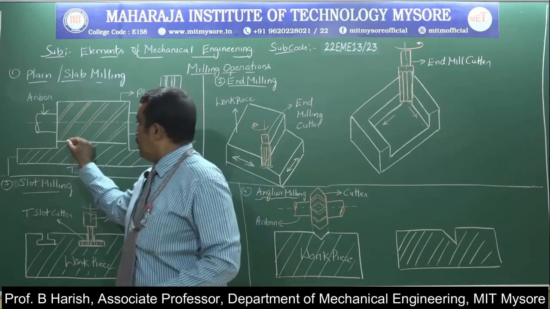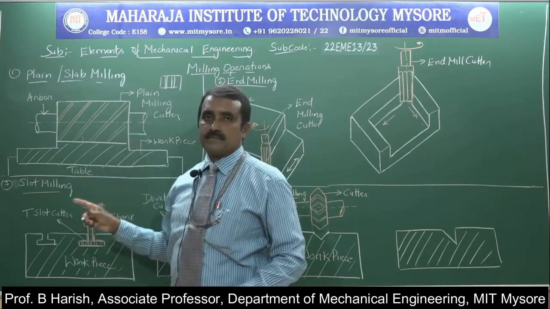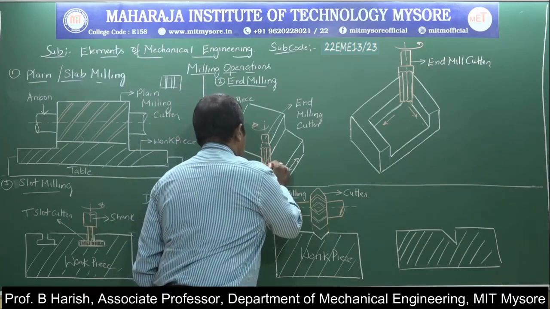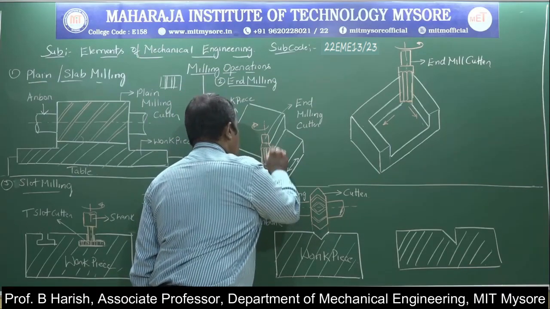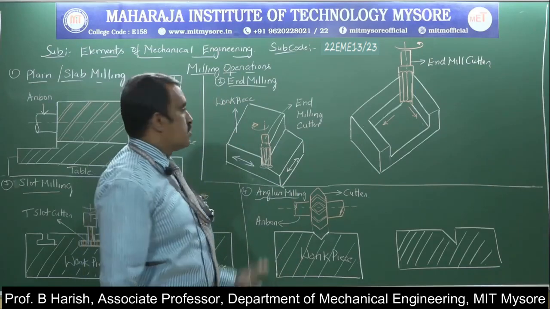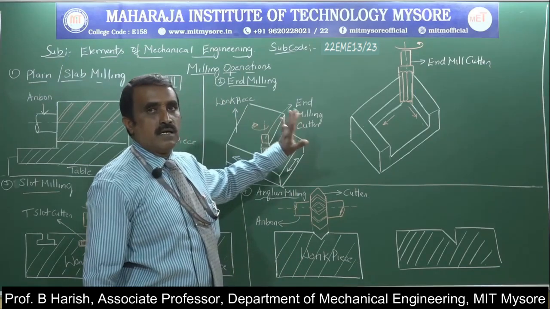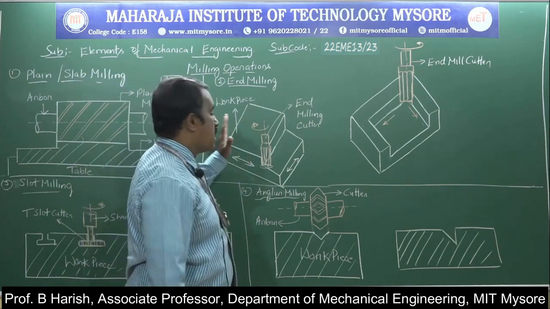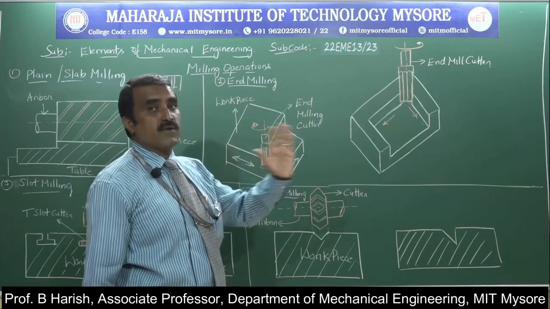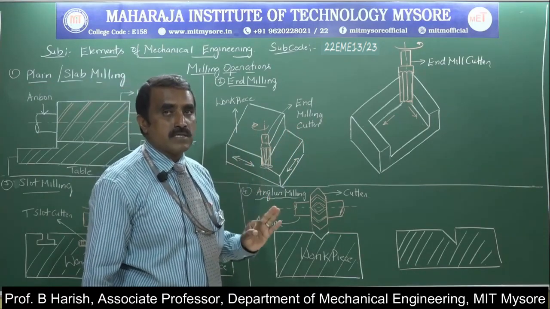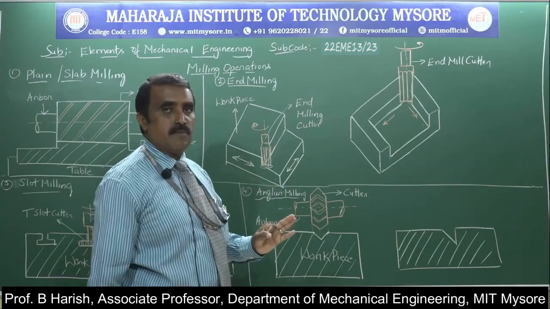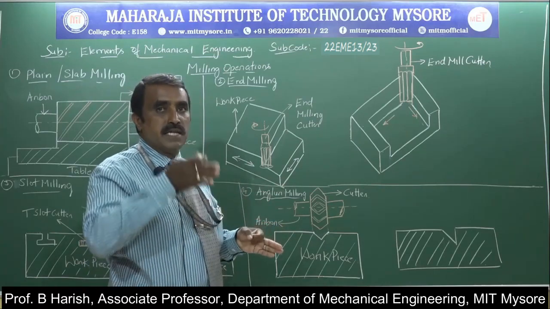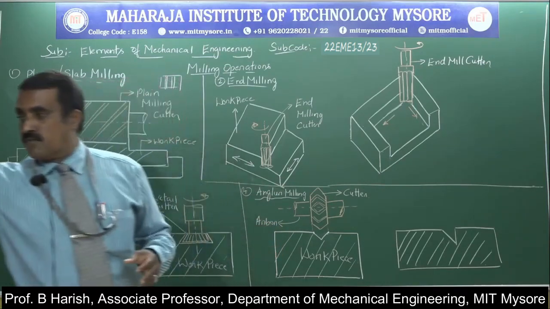So the bottom will have cutting edges, you can observe this, and the vertical surface also will have cutting edges. That is one difference we can compare with plain milling. It is called end milling because the ends of the workpiece are cut. End milling is the operation performed on a vertical milling machine in order to produce slots or to machine end surfaces of the job.